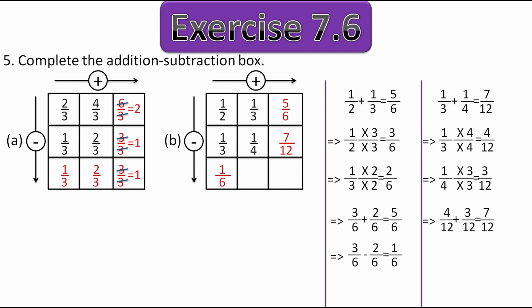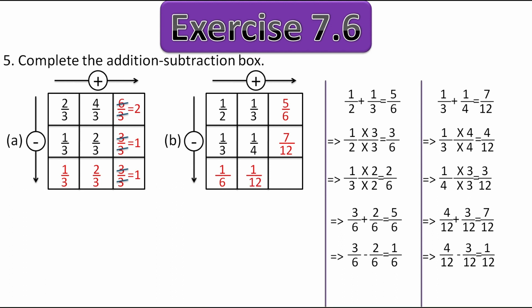Now same here we have 1 upon 3 and 1 upon 4. First we had added them. Now let's subtract them. When we convert them, we have the subtraction as 4 upon 12 minus 3 upon 12, which will give you the answer as 1 upon 12.